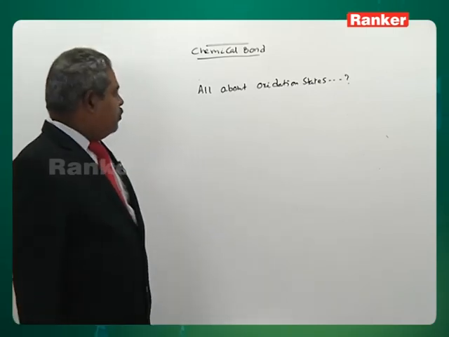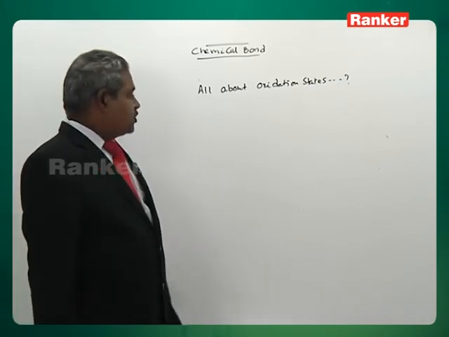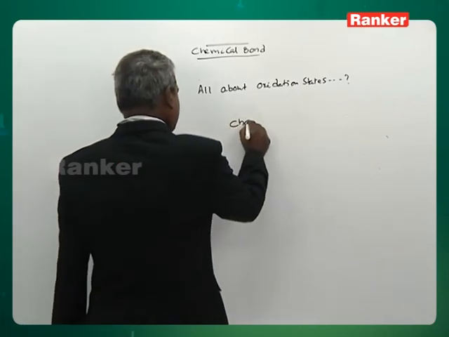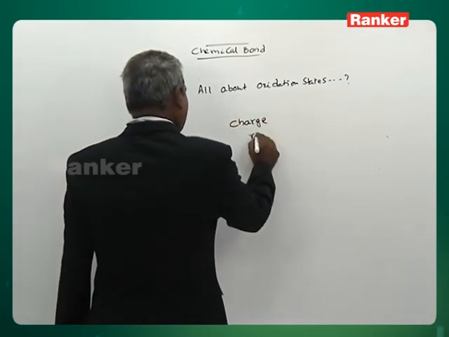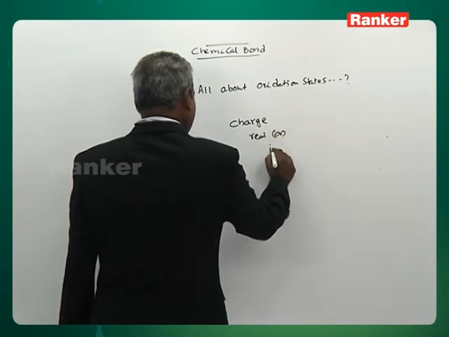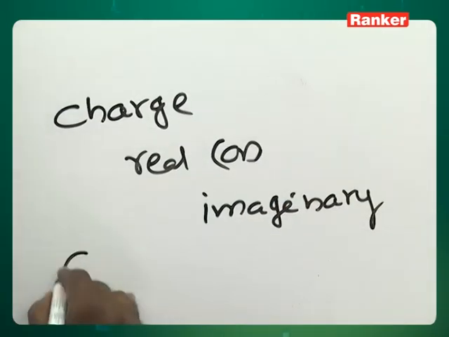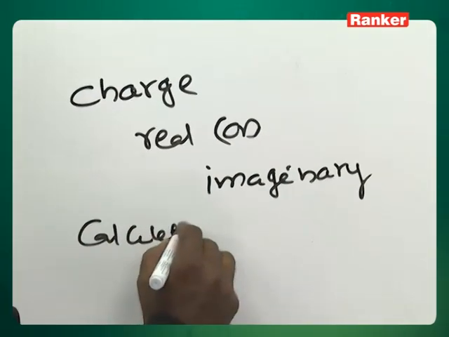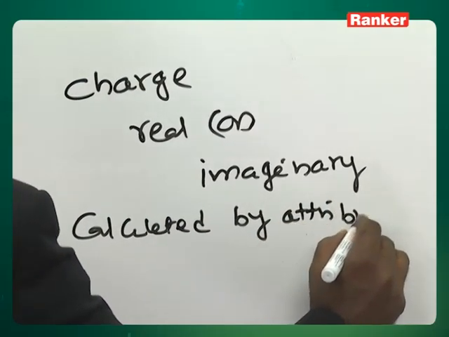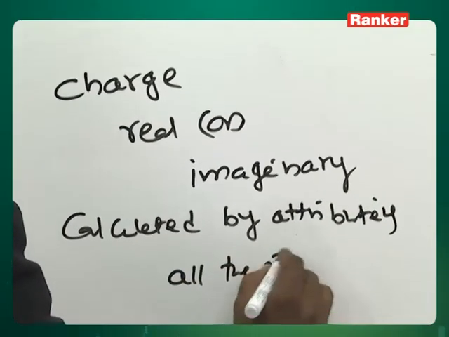Now, what is this oxidation state at all? This oxidation state is the charge, real or imaginary, sometimes real, sometimes it is imaginary. How is it calculated? Calculated by attributing all the electrons in a bond.